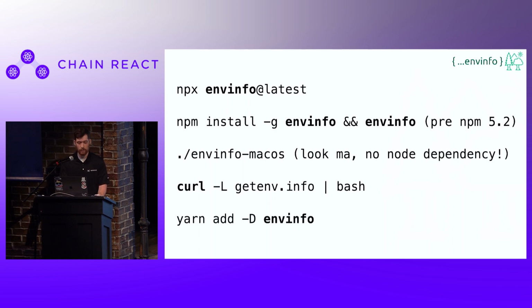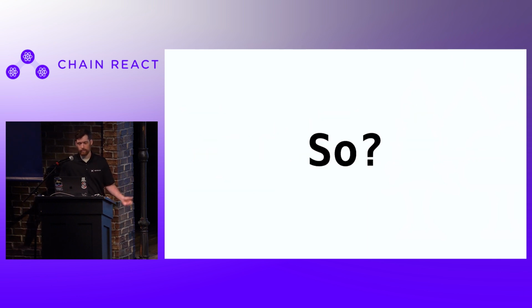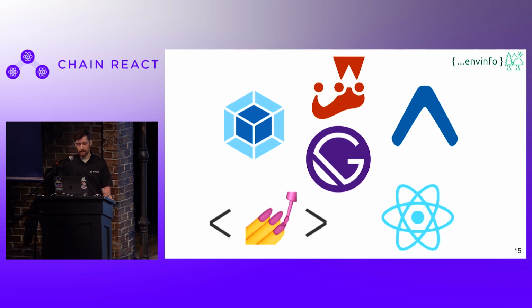And you can also add it directly to your project as a development dependency to use any of the helpers in particular that you want from NVINFO, because it exports all of them. So you can import your helpers and get your OS info or your Docker info and just console log it out. And you might say, so what? Well, all of these projects actually use NVINFO today, whether you know it or not.